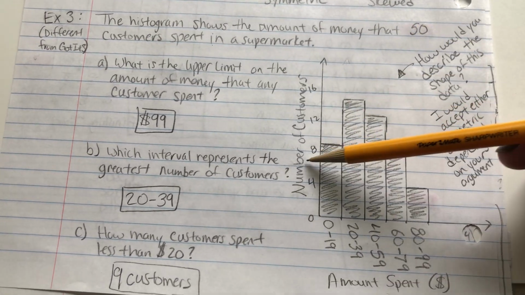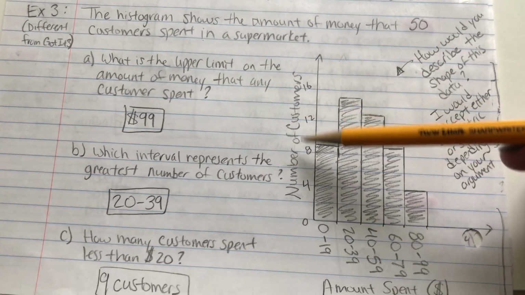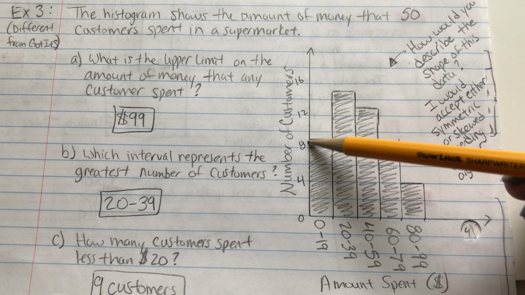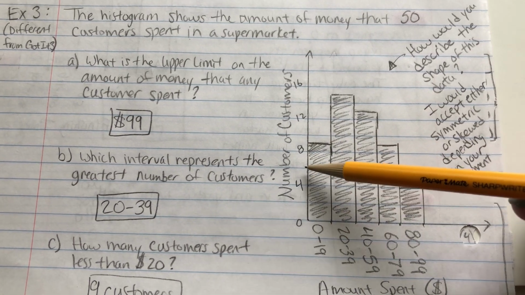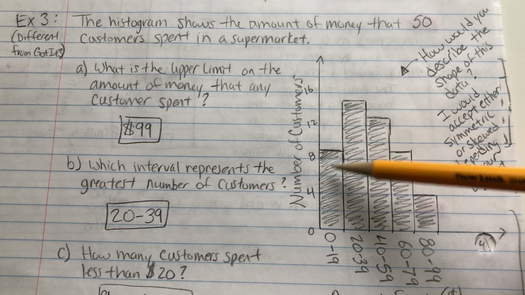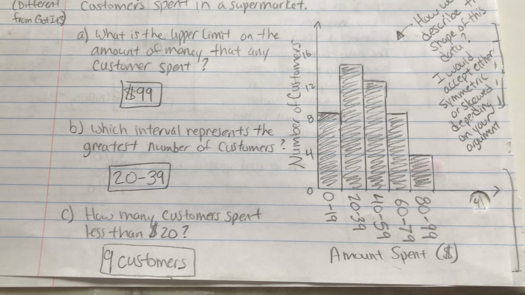So notice they didn't just put frequency here. They helped give you a little more information by actually titling it the number of customers. So we're going by 2s, even though I only labeled every other line here. So this would be at 9. So 9 customers spent between $0 and $19 is what this is showing us.